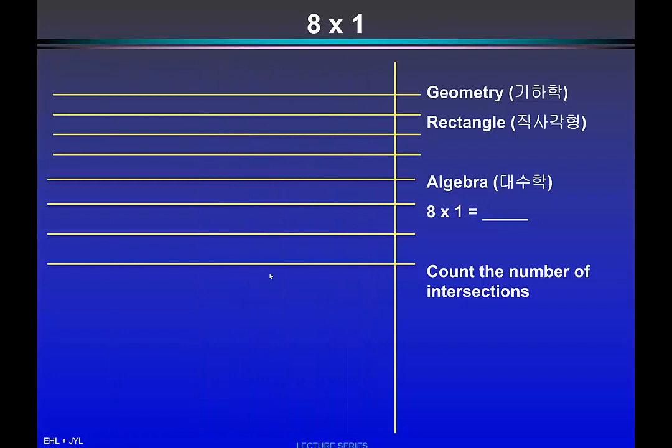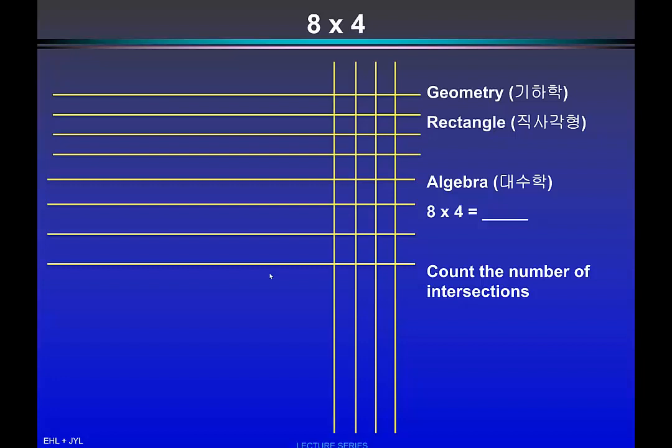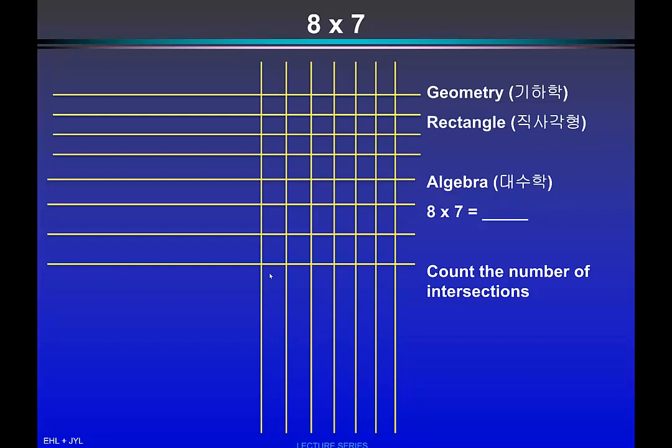8 times 1 is 8. 8 times 2 is 16. 8 times 3 is 24. And notice that 8 times 4 is the same as 4 times 8 in reverse order. And 8 times 4 is 32. 8 times 5 is 40. 8 times 6 is 48. 8 times 7 is 56.